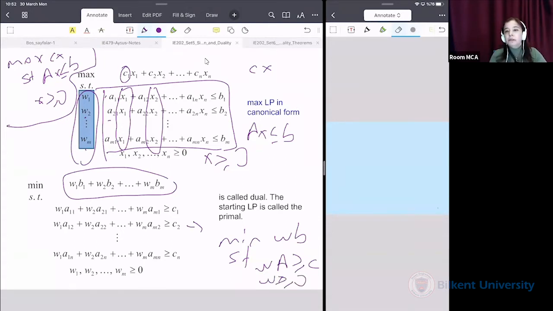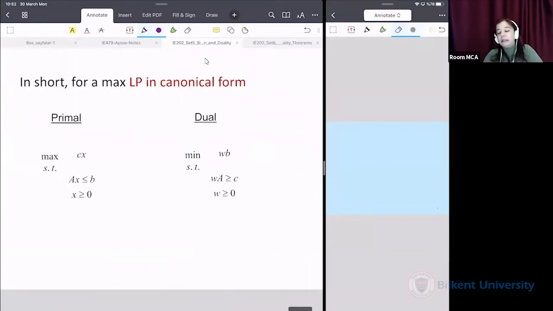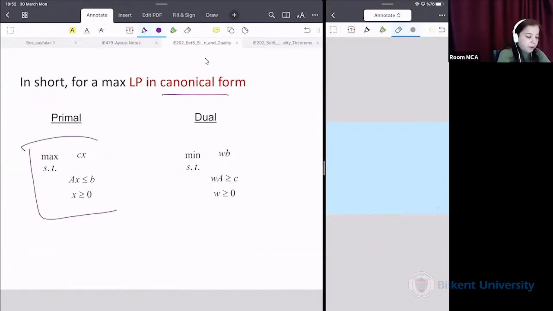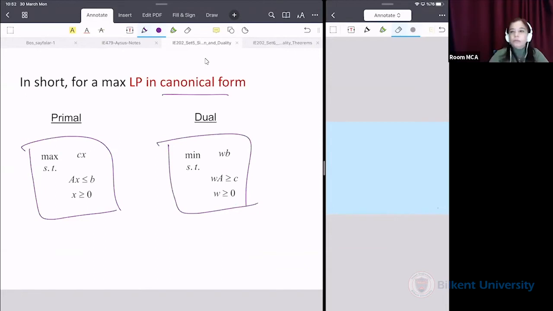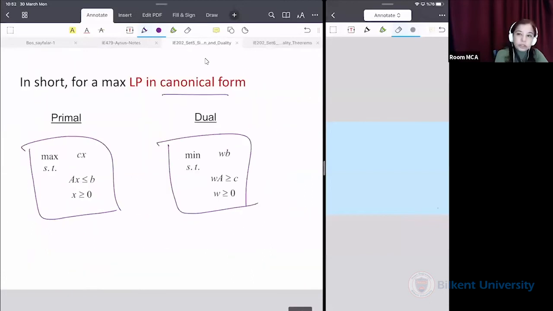Okay? So we just derived that, we defined the duality for canonical forms. If this is your primal, then this is the dual. We just take the dual in the previous slide, right? We're maximizing Cx, subject to Ax less than or equal to B, if this is our original problem, then the dual is minimizing WB subject to WA greater than or equal to C.